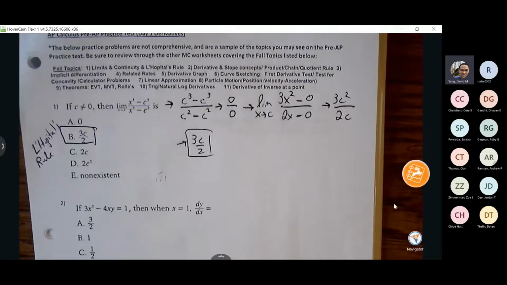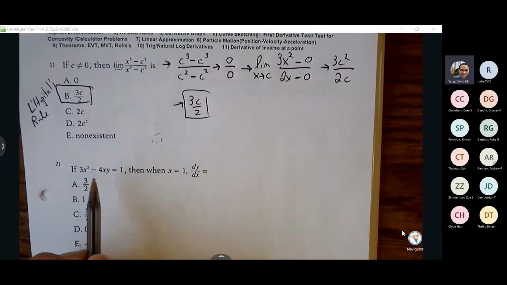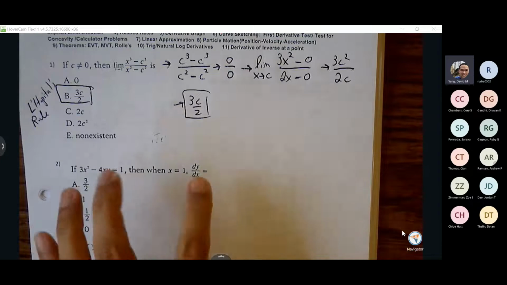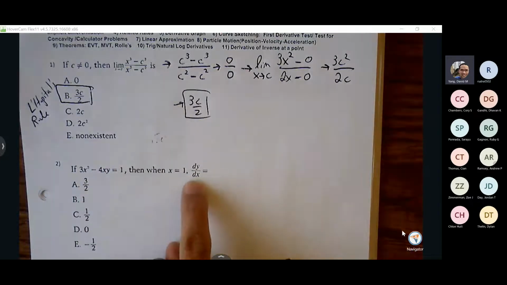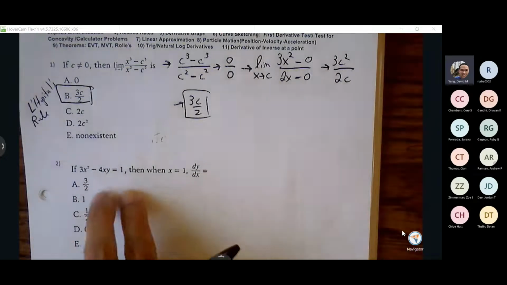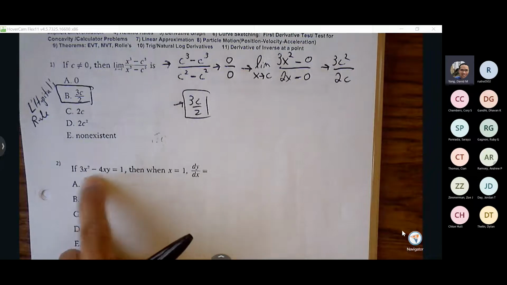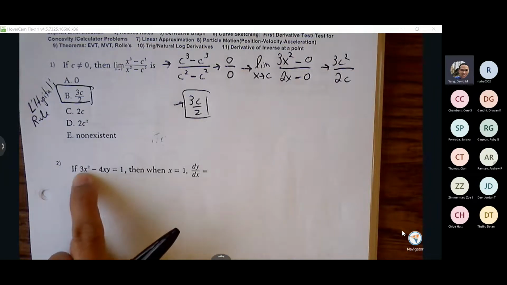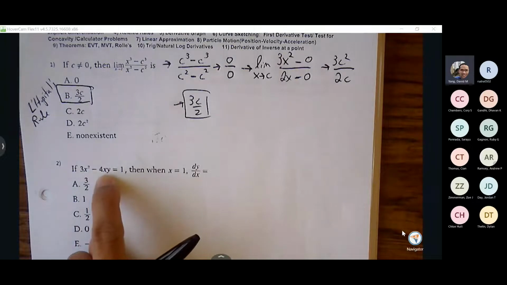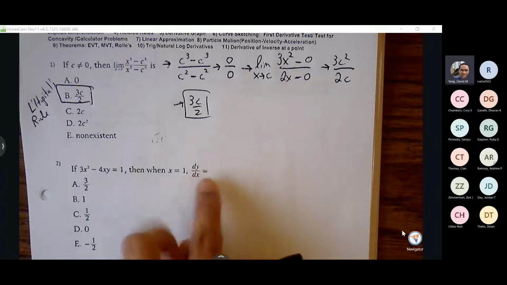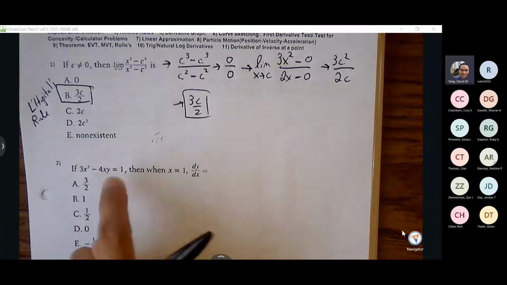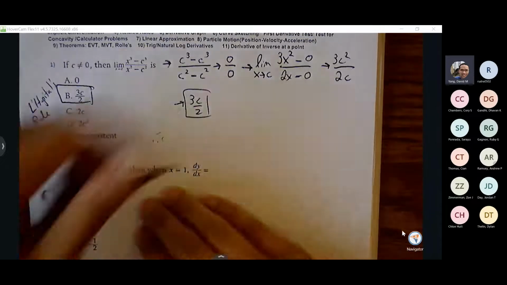Okay, number 2. If 3x squared minus 4xy equals 1, then when x equals 1, dy/dx equals. So there's a lot of things going on here. We definitely know there's a derivative involved. But as we look at this equation, there's more than just power rule going on. There's power rule for 3x squared, but hidden within this 4xy, we have to understand that there's product rule, and then there's also implicit differentiation, because we see y kind of mixed into the equation here. It's not cleanly by itself.